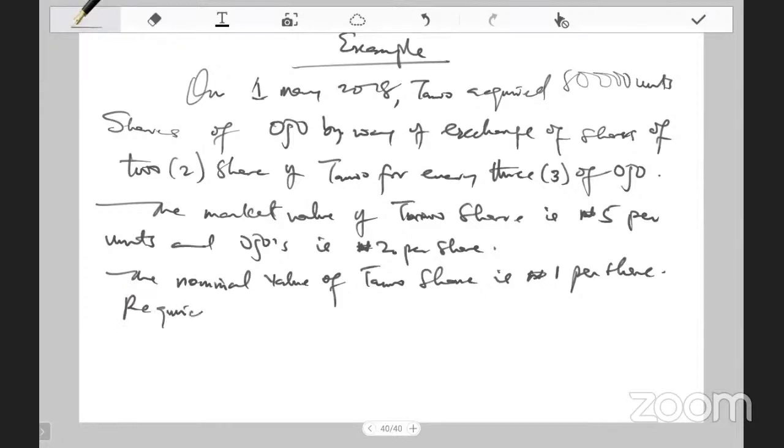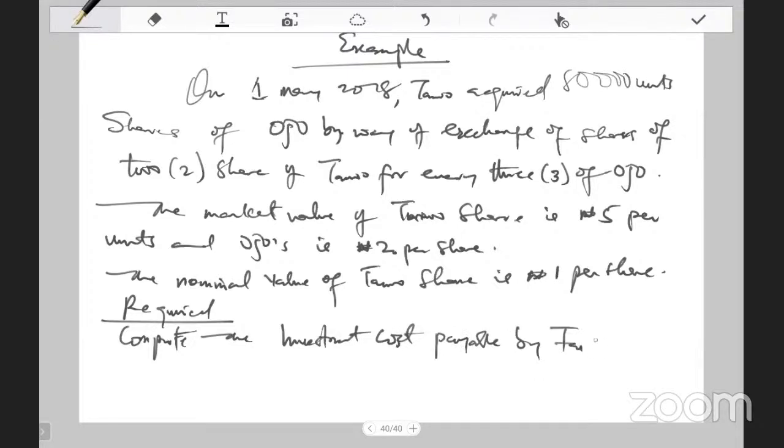Required. Compute the investment cost payable by Taiwo and state the journal entry. Full stop.